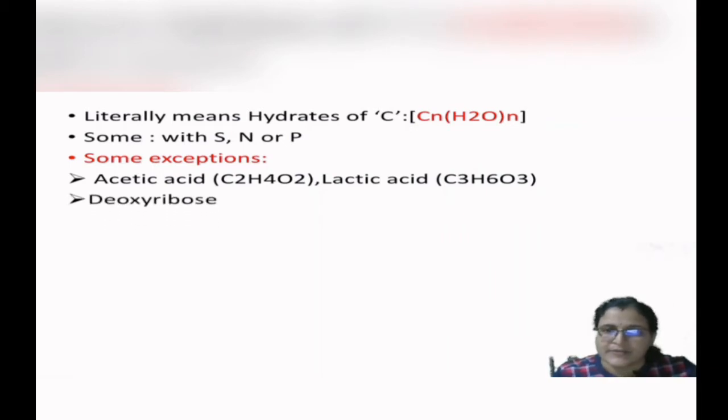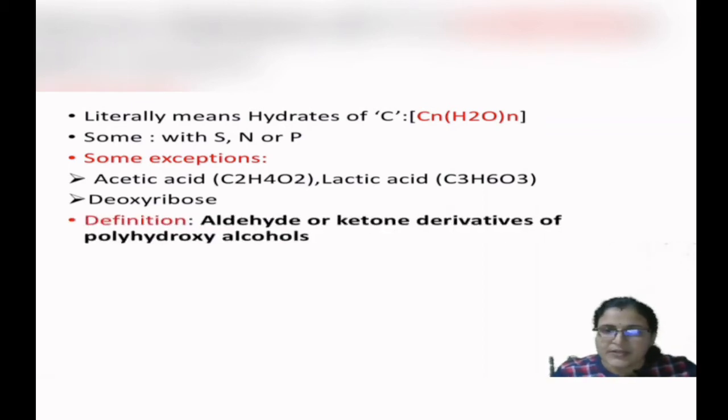Then deoxyribose. Deoxyribose doesn't satisfy the formula C_n(H2O)_n, still it is a clear-cut carbohydrate. So these are some exceptions. Coming to the most accepted definition, that is aldehyde or ketone derivatives of polyhydroxy alcohols. So how? Let's see.